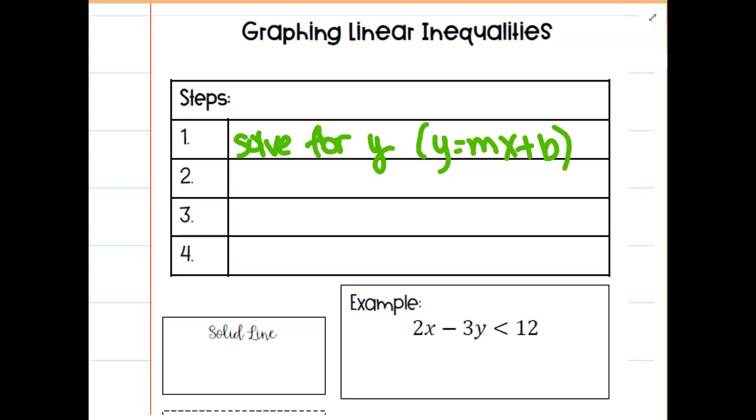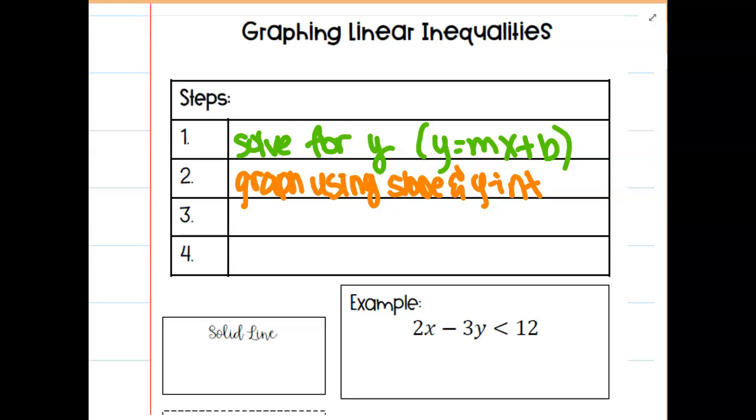Next, you are going to graph using the slope and y-intercept, exactly like we did with the equation. Plot the y-intercept, and then your slope tells you rise over run, so plot the second point.